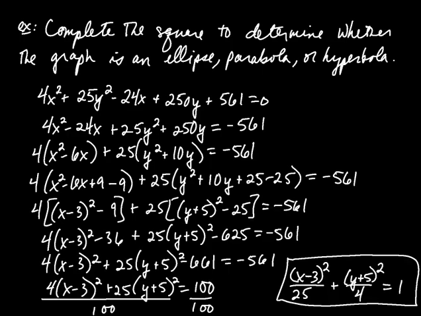So it was (x minus 3) quantity squared over 25 plus (y plus 5) squared over 4 is equal to 1. Let's just double check that, make sure I got the right equation. Yeah, we're good.